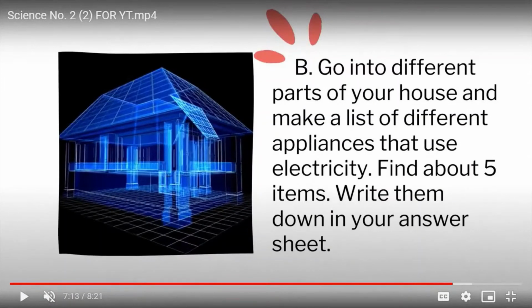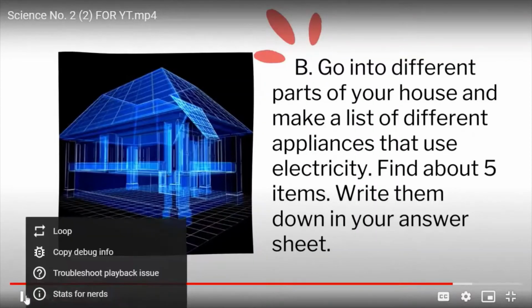Letter B, go into different parts of your house and make a list of different appliances that use electricity. So pumunta kayo sa kusina, pumunta kayo sa salas, pumunta kayo sa kwarto, any part of your houses can be visited. Then find out 5 items, write them down in your answer sheet. Ilista nyo ang 5 items na maaring mag-produce or gumamit ng electricity. Let's do it now.